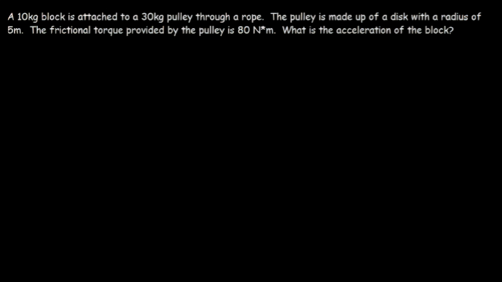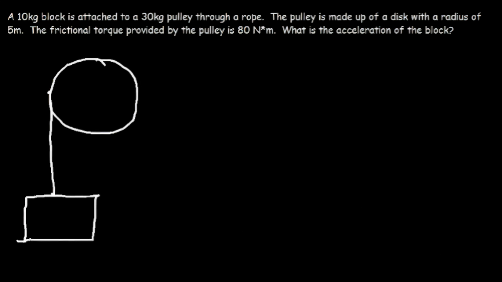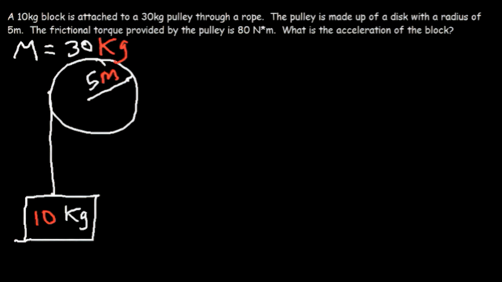Let's try this problem. So we have a 10 kilogram block attached to a 30 kilogram pulley through a rope. So here's the pulley, and here's the block. The radius of the pulley is 5 meters. And the mass of the pulley is 30 kilograms. The mass of the block is 10 kilograms. Now this time we have friction provided by the pulley. What is the acceleration of the block?